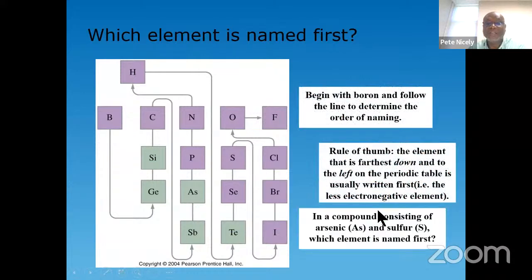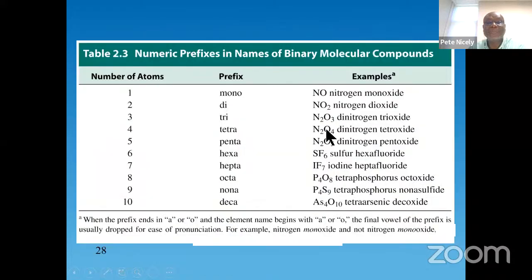So that's basically how you determine which element is indicated first in the name and or in the formula. Okay, so here are some examples of binary molecular compounds and how they're named, and the type of prefixes that you use, all right? These are the prefixes that you're going to use to indicate the number of atoms in each molecule. It's very easy. Mono is for 1, di is for 2, tri is for 3, and so on, all the way to deca for 10. And there are more, but for our purposes, we'll just stop at 10, all right?